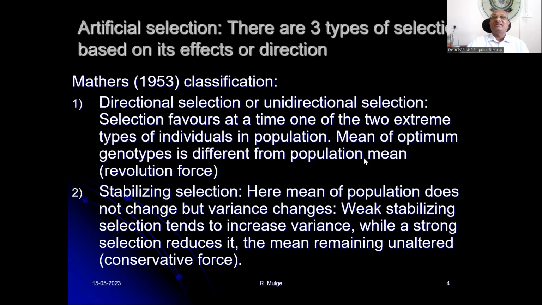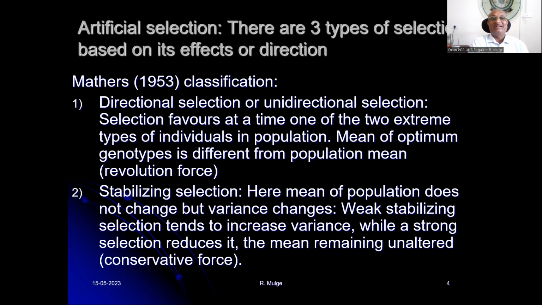Then in artificial selection, there are three types of selection based on its effects or directions. Mather in 1953 classified the selection. It's important, basics you should understand. You can use those things for crop improvement. So there is the classification: directional selection or unidirectional selection. Selection favors at a time one of the two extreme types of individuals in a population. The mean of optimum genotypes is different from the population mean. So it's a revolutionary force.